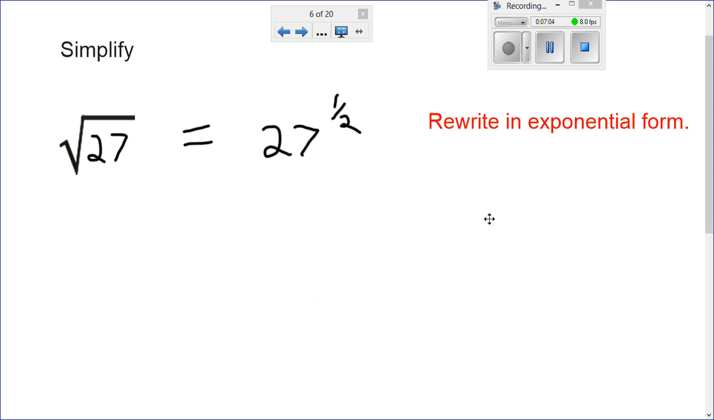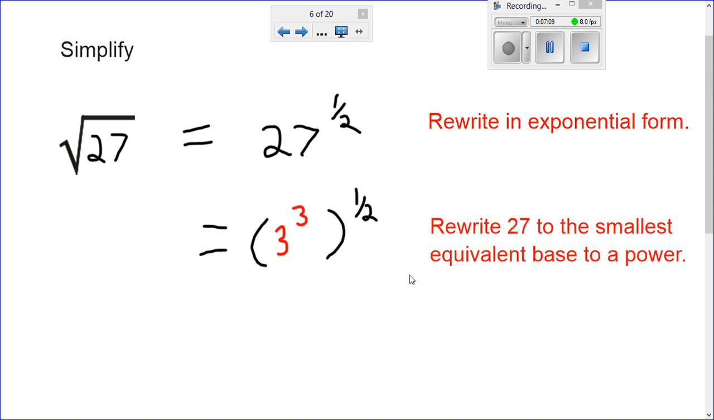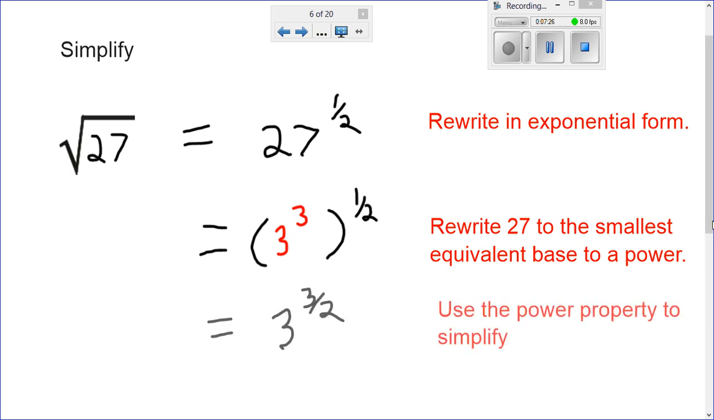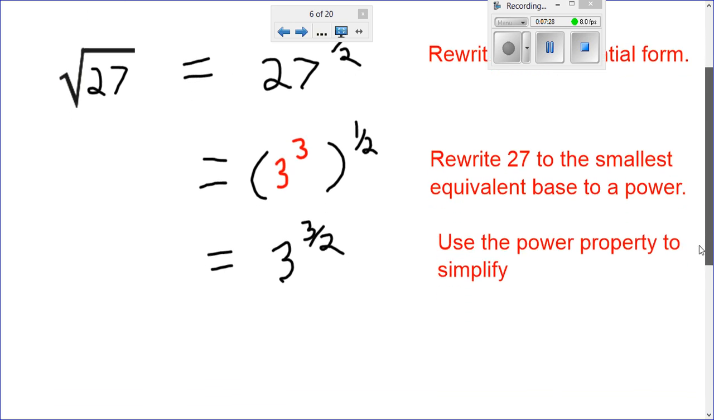Okay, as we simplify, our next step is to take the 27 and try to rewrite it to an equivalent, means the same, they're equal, smaller base to a power. We can take 27 and rewrite that to 3 cubed. Now, once we've done that, we can use the power property and multiply the exponents. So this becomes 3 to the power of 3 times 1/2, or 3 halves.